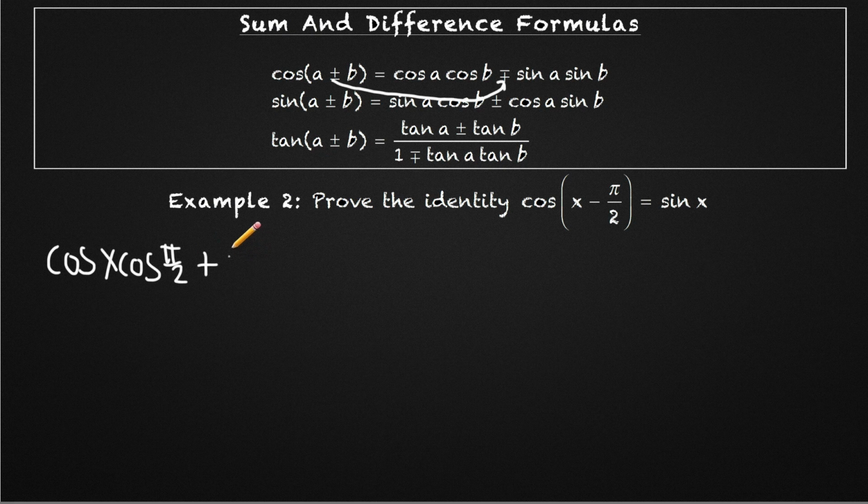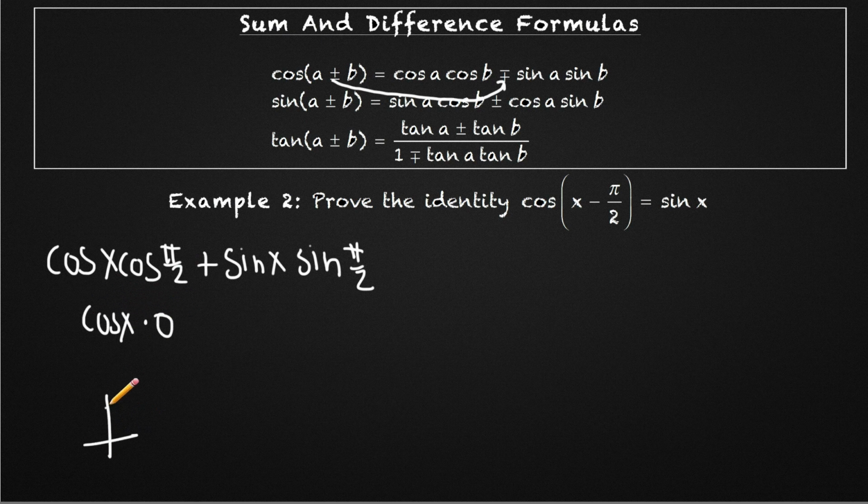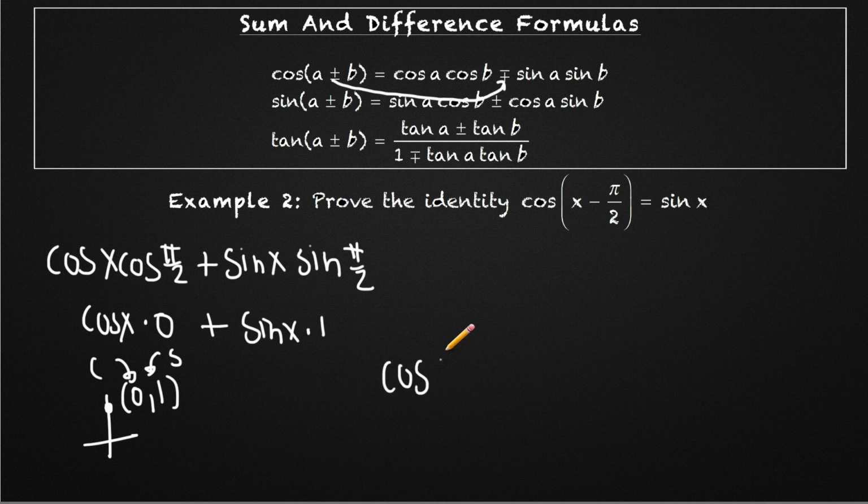So plus sine of x, that's our A, and then sine of B, that's our pi over 2. Okay, this is 90. So the cosine of 90 is 0 because 90 is up here and the coordinates are 0, 1. That's your cosine and that is your sine. So 0, 0 times anything is 0, plus sine of x times this y coordinate of 1. So therefore, cosine of x minus pi over 2 equals sine of x.